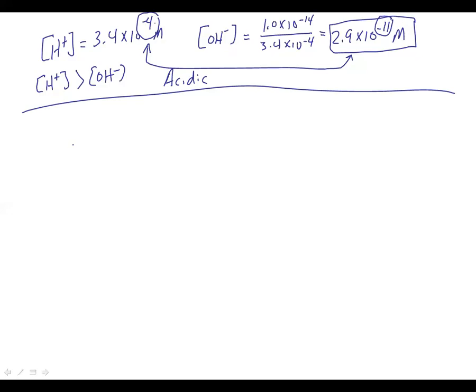Now let's take a look at the next one, where we were also given the H plus concentration. In this case, we had 2.6 times 10 to the minus 8. Again, we would do the same calculation, which is the OH minus would equal our KW divided by our 2.6 times 10 to the minus 8. When we do that one, we end up with 3.8 times 10 to the minus 7. Again, we would want to put the molarity on that, and we would want to compare these two.